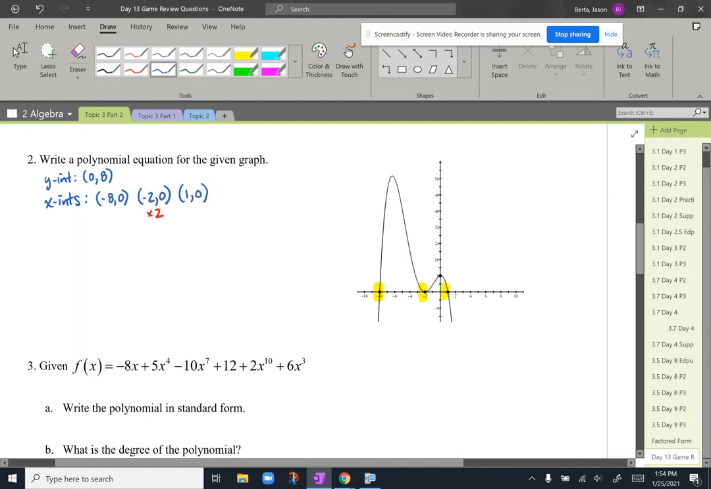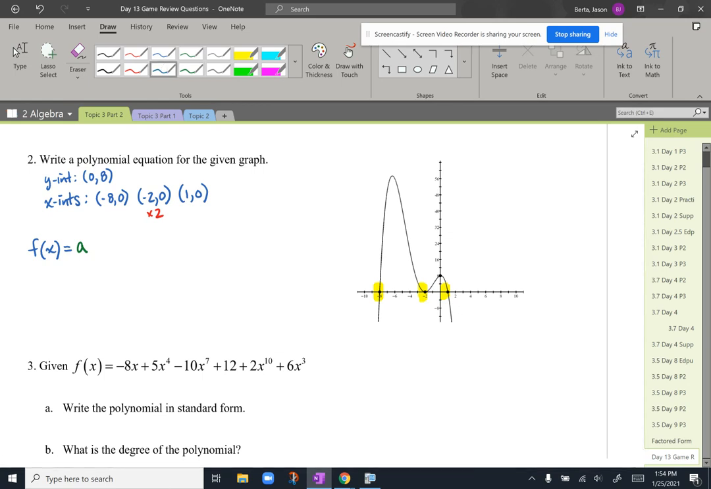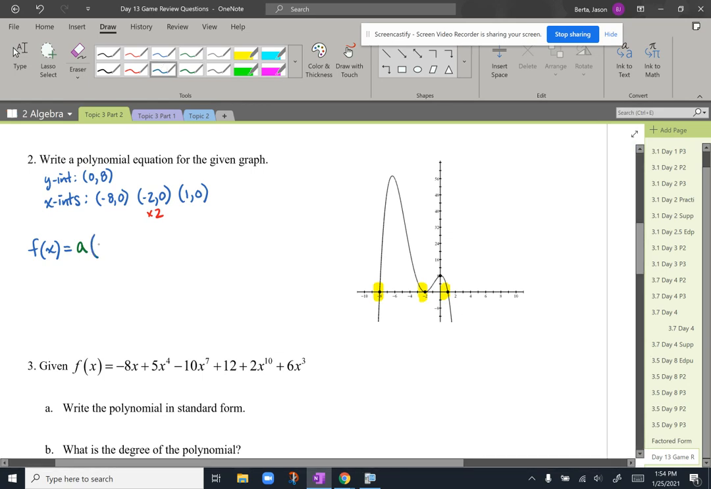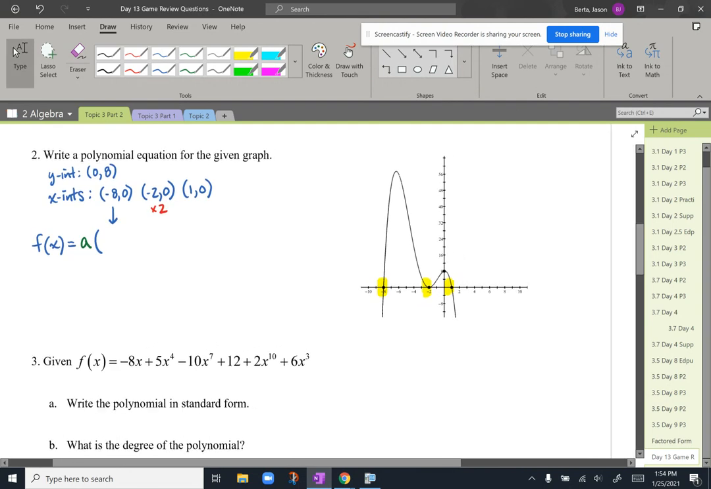Okay, so what do I do next? I can put this polynomial, I'm going to call it f of x, and write it in the factored form. I do need an a leading coefficient. I'm going to go ahead and figure that out during the next step. But what I do next is I just write in the corresponding factors that correspond to each of the x-intercepts that I found. So the x-intercept of -8, that corresponds to a factor of x plus 8, right?